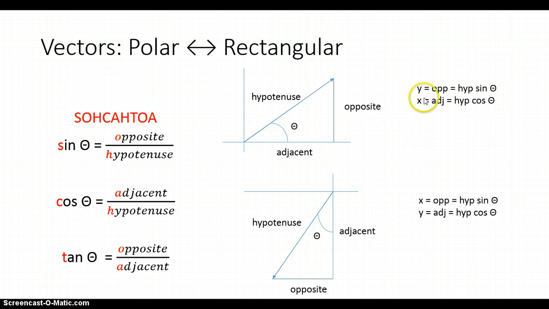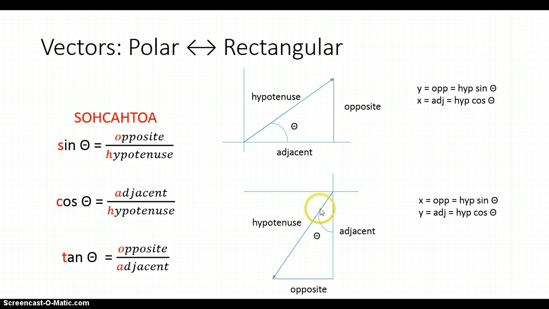So what this means then is that if we were to manipulate this equation right here and this equation right here, what you'll notice is that the y component for this one, if we're measuring from the x-axis, ends up being your opposite, which is equal to the hypotenuse sine of theta, and your x is equal to the adjacent, which is equal to the hypotenuse cosine of theta. And that's what you'll get in this case.